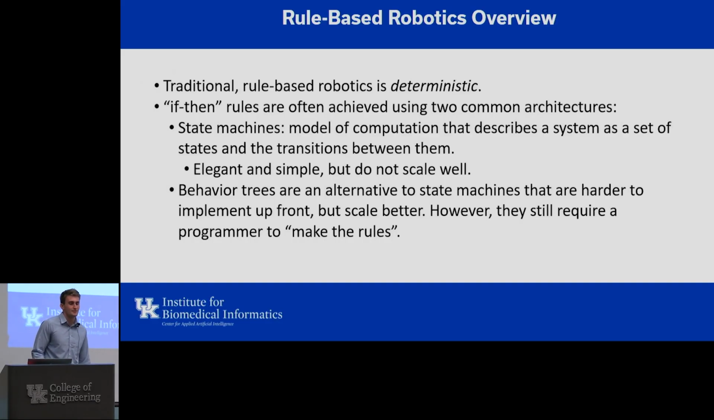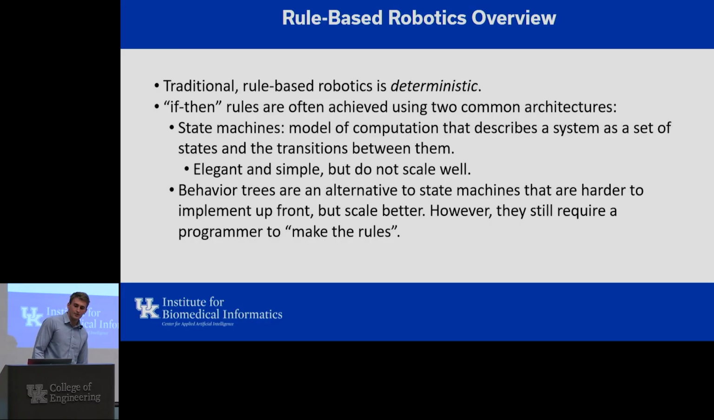One of them being state machines. State machines are a model of computation that describes a system as a set of states and the transitions between them. And this helps give a structure to the flow of the robot. For example, with a disassembling robotic arm, you might have one state for each step in the process, and then after that step is completed, you transition to the next state. So these are pretty elegant and simple. It's easy to visualize what's going on. But the problem is these scale very poorly. As you add capabilities, you have to add states, and the number of states blows up to an unmanageable level as the robot gets more complex.